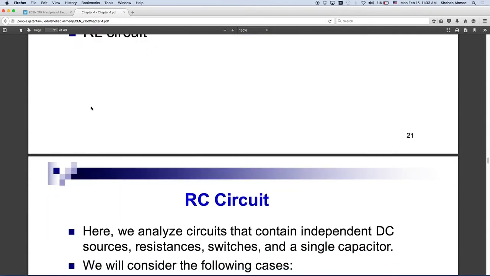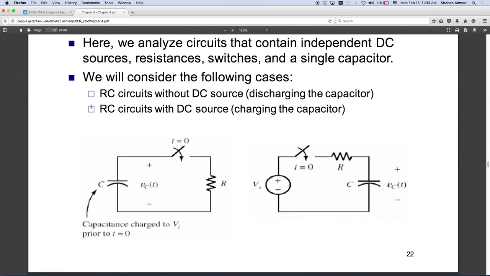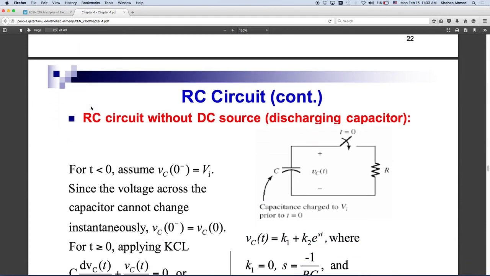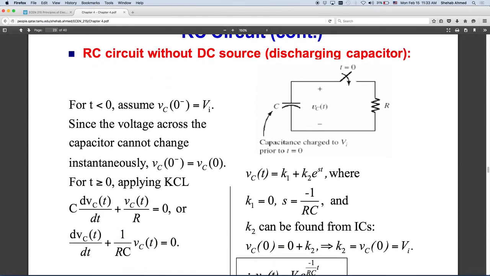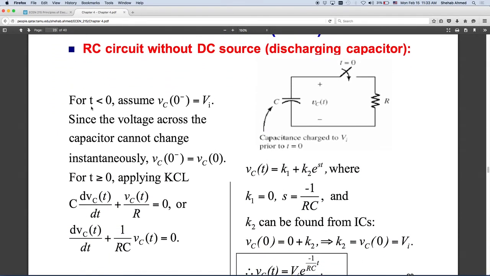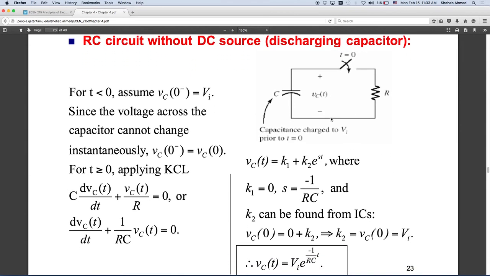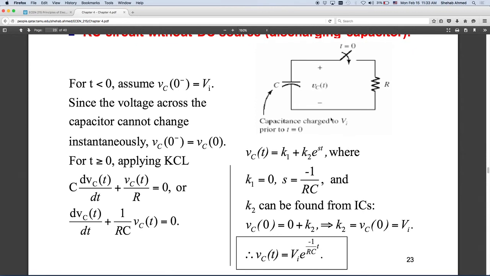Let's look at solutions with RC circuits now. Let's go directly to the example. We have an RC circuit here without a DC source. Without a DC source, the solution is only the exponential. Remember the K1 plus K2 e to the st? The K1 here is 0. There's no K1. We only have the K2.